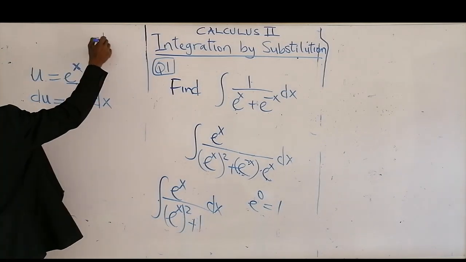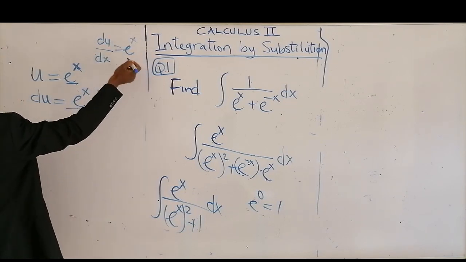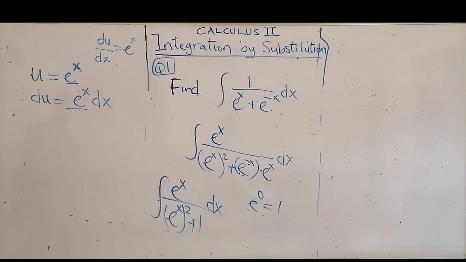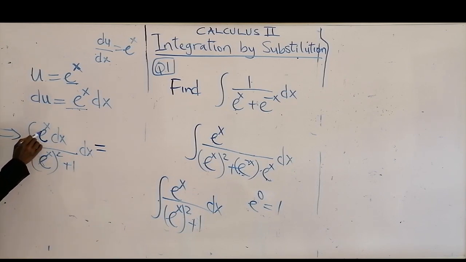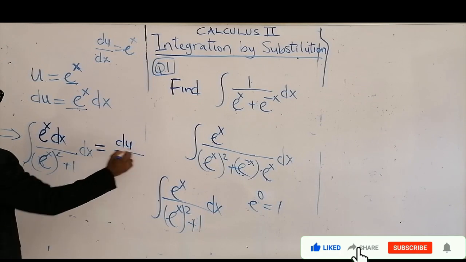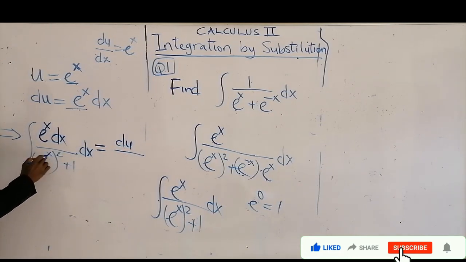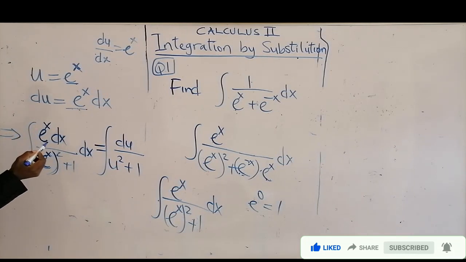So what I did there is, du over dx will give you this. And then cross multiply, then you have this. Okay, so I can now write my question as this. So begin to substitute now. You now have exponential to power this, that's the u. I'm having the u all over. And this one will be u squared plus 1.